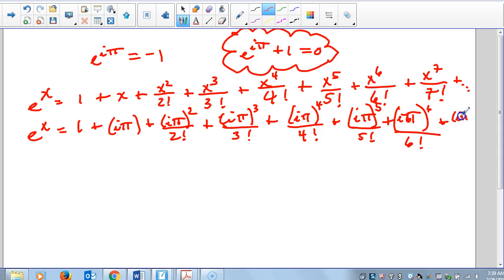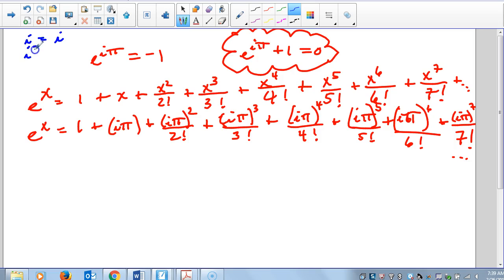I pi to the 7th over the fabulous, ever popular 7 factorial, blah, blah, blah. Okay, so I'm going to simplify these using powers of i. And remember the pattern for i. So i is just i. There's nothing I can do. It's the square root of -1, but we're just going to say i is i.